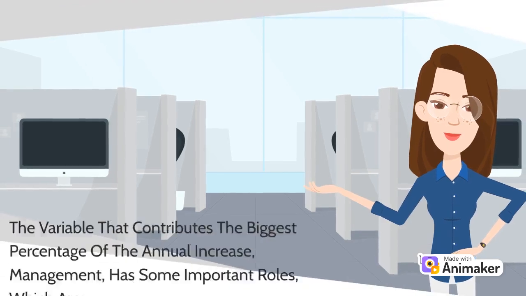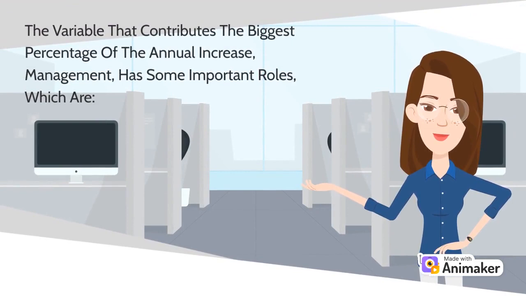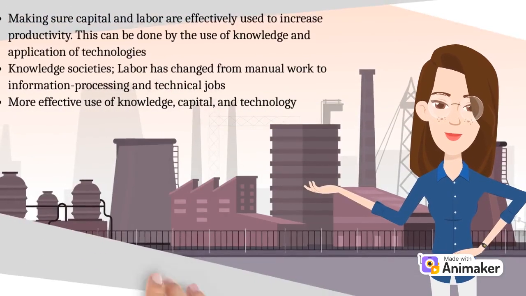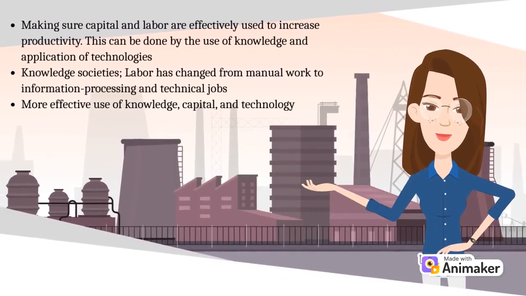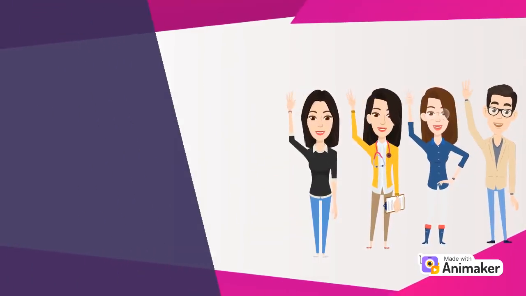The variable that contributes the biggest percentage of the annual increase, management, has some important roles, which are: 1. Making sure capital and labor are effectively used to increase productivity. This can be done by the use of knowledge and application of technologies. 2. Knowledge societies. Labor has changed from manual work to information processing and technical jobs. 3. More effective use of knowledge, capital, and technology. That is all of our presentation.